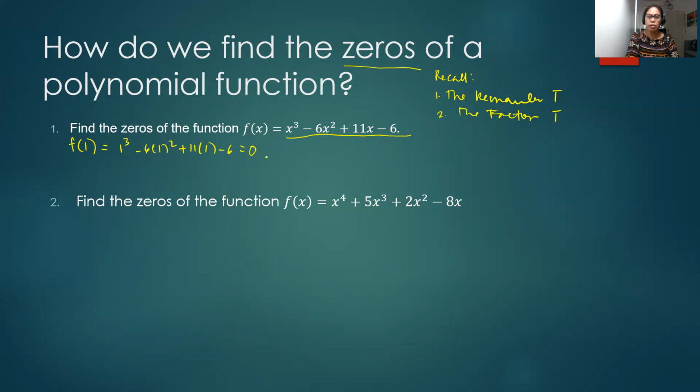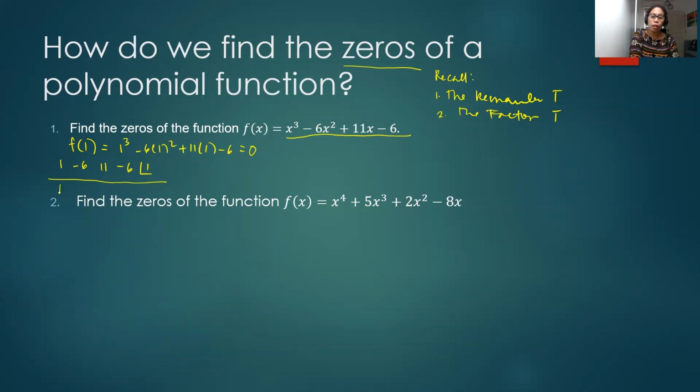Now if that's the case, then we can do synthetic division: 1, negative 6, 11, negative 6. And let's make use of 1 as the zero for us to identify the other zeros of this polynomial function. So it's confirmed that 1 is one of the zeros. Now, as we divide the polynomial function by x minus 1, this is how it works using synthetic division, as what I've discussed to you.